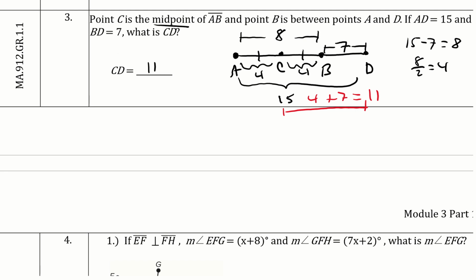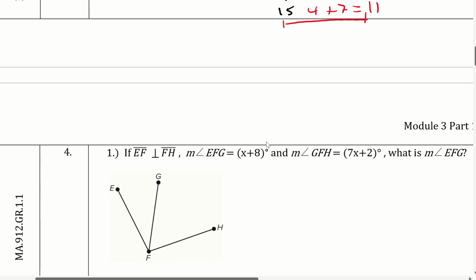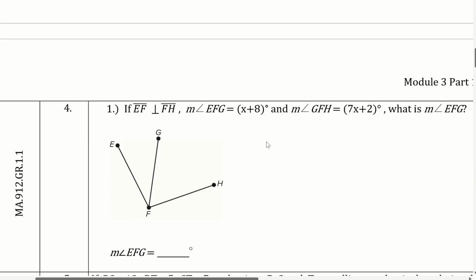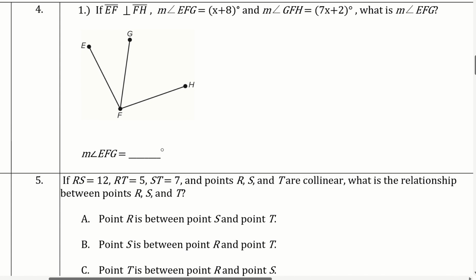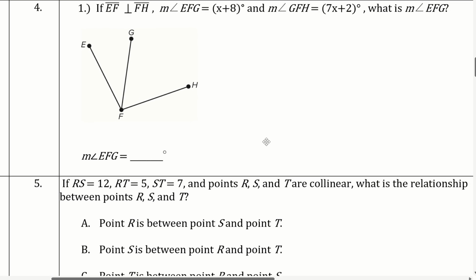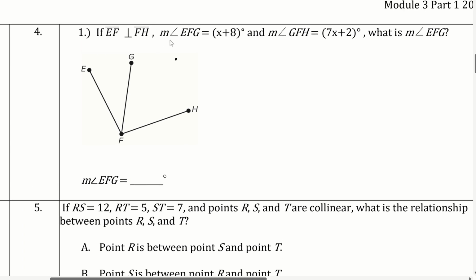Okay, so just showing our work there with the picture and everything. All right, so we got number 4. It says if line segment EF is perpendicular, this is a symbol for perpendicular, to line segment FH, then the measure of angle EFG is equal to x plus 8 degrees, and the measure of angle GFH is equal to 7x plus 2 degrees. What is the measure of angle EFG?